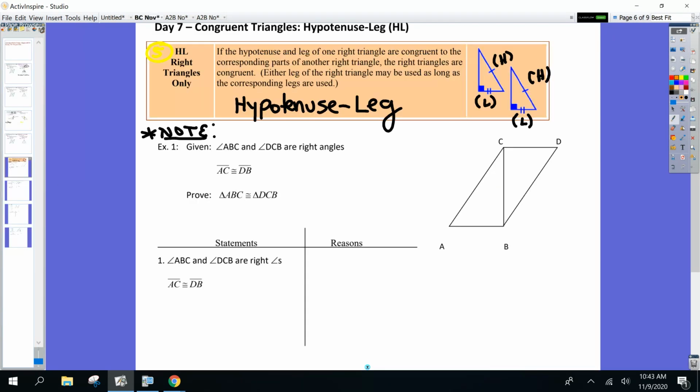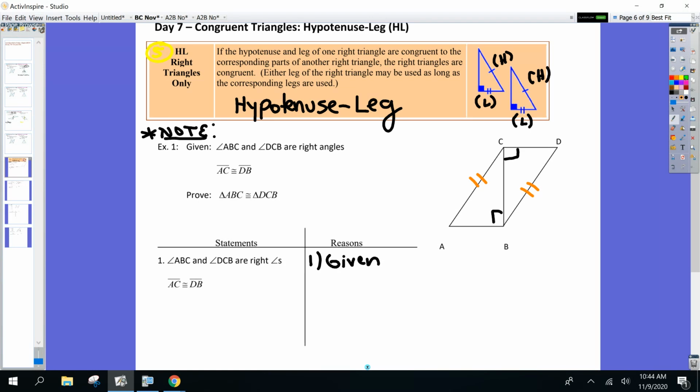What do some HL proofs look like? Go ahead, mark up your diagram for number 1. Write whatever you got to write in. All right, so I got ABC and DCB are right angles. Got it? AC congruent to DB. Got it. All right. I don't want to write anything in yet. I want to take a look at both triangles to show you where HL comes into play.